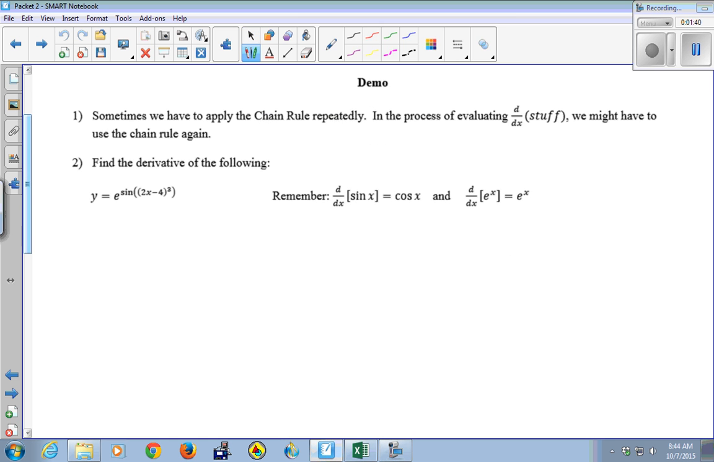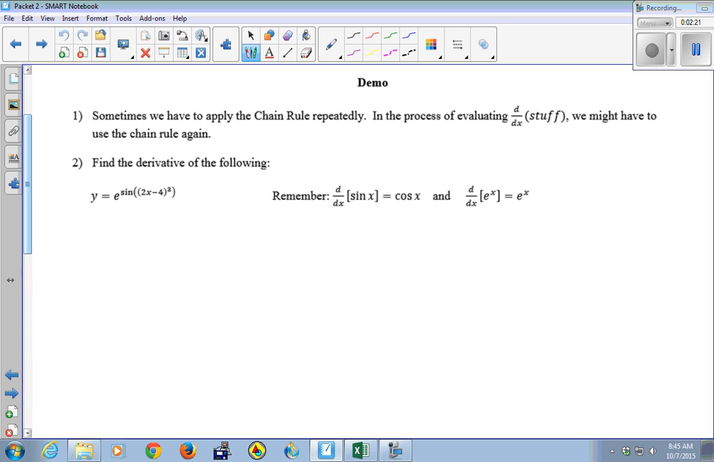Okay, so sometimes we have to apply the chain rule repeatedly. In the process of multiplying by the derivative of the stuff, which was the chain rule that we learned last class, sometimes you have to use the chain rule again to take the derivative of the stuff. So here's an example. I have e to the sine of (2x minus 4) cubed. So it's a composition of many functions. A reminder from last class, we haven't talked about why these formulas are yet, but the derivative of the sine function is the cosine function, and the derivative of the natural exponential function is the natural exponential function.